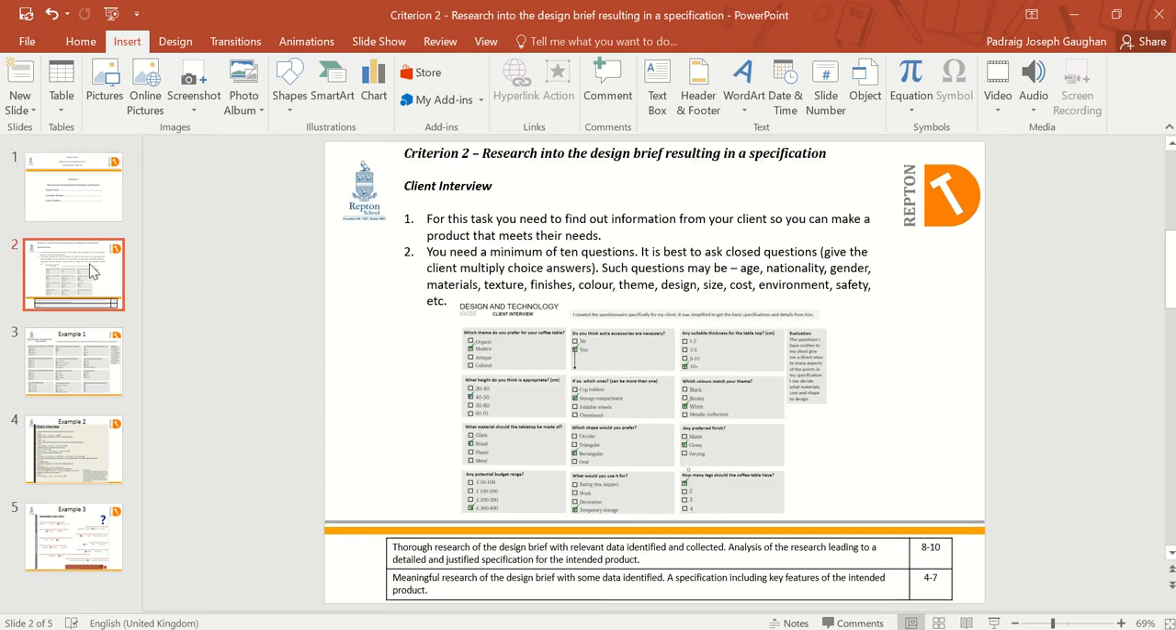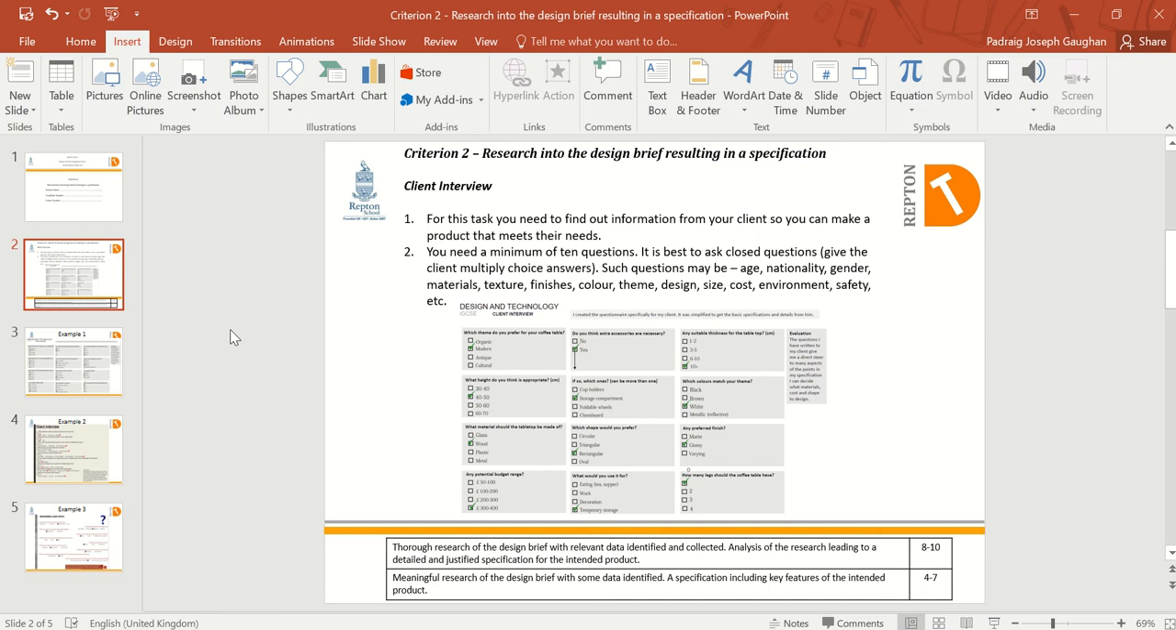Okay guys, in today's lesson we're going to conduct a client interview. Just read off these two bullet points here. For this task you need to find out information for your client so that you can make a product that meets their needs. You need, I would say, 10 questions. It is best to ask closed questions.